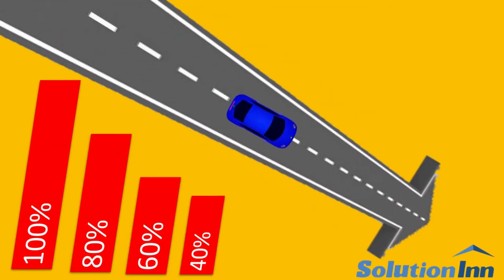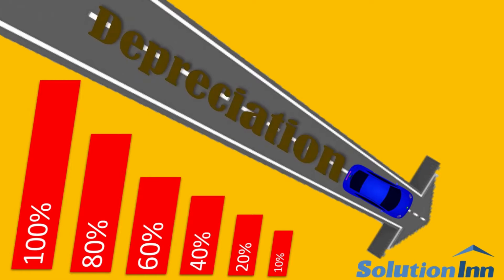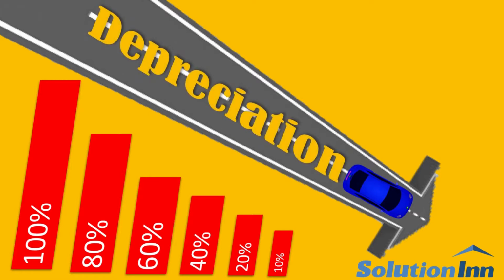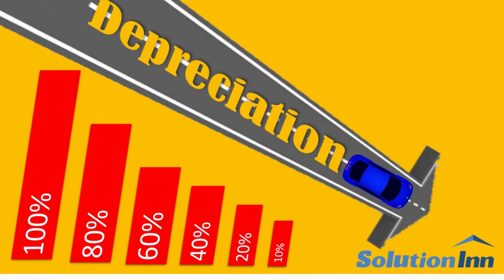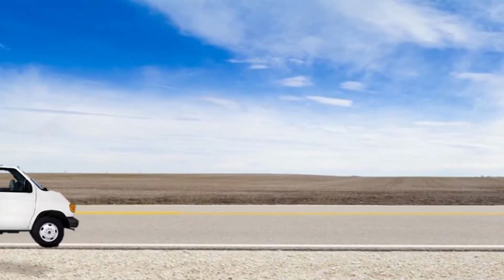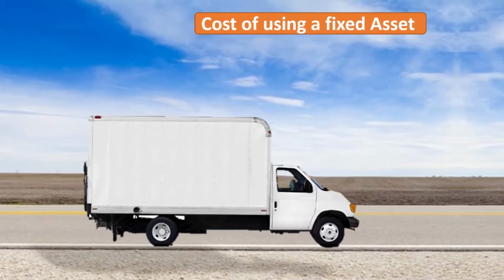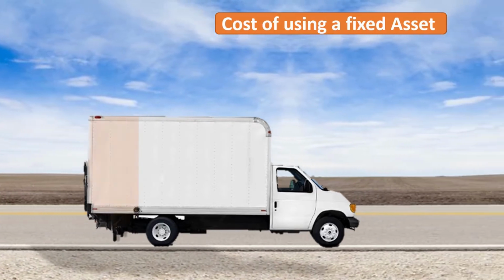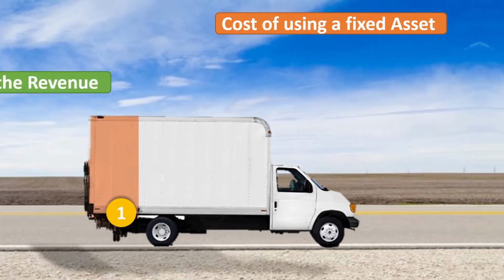In today's video we will learn about depreciation. The term depreciation refers to an accounting method used to allocate the cost of a tangible or physical asset over its useful life or life expectancy. Depreciation represents how much of an asset's value has been used.